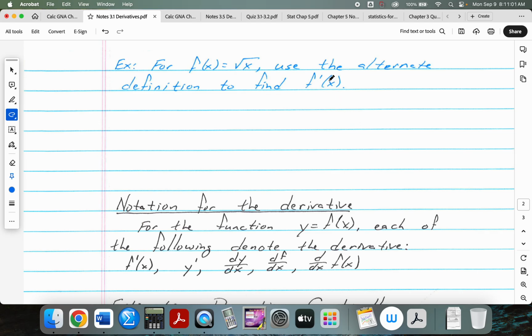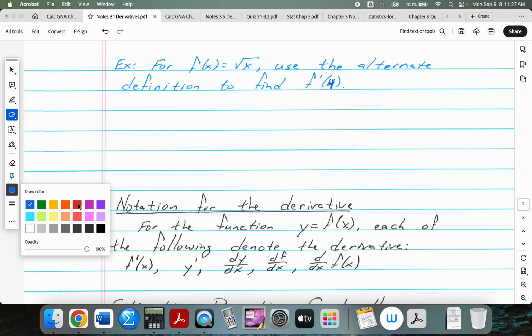I'm going to change this problem. Let's change that at the end to f prime at 4. For f of x is equal to x square root of x, use the alternate definition to find f prime at 4.